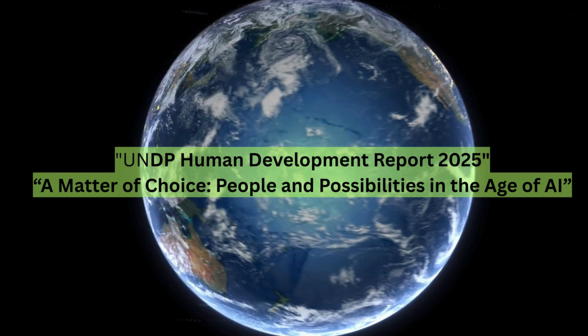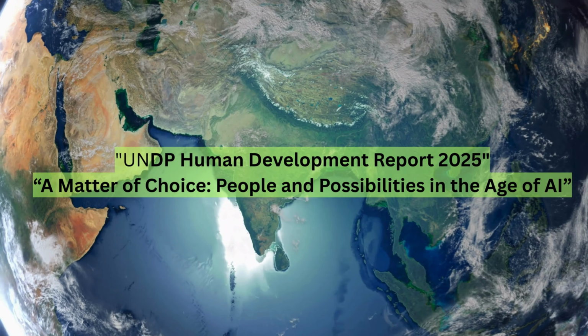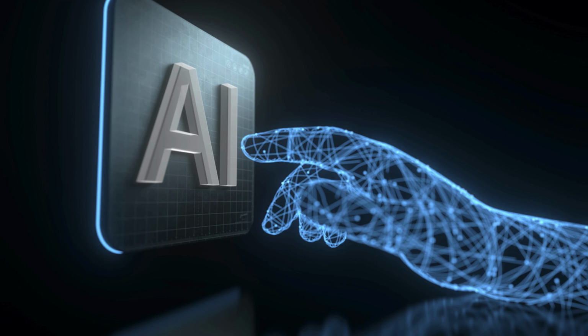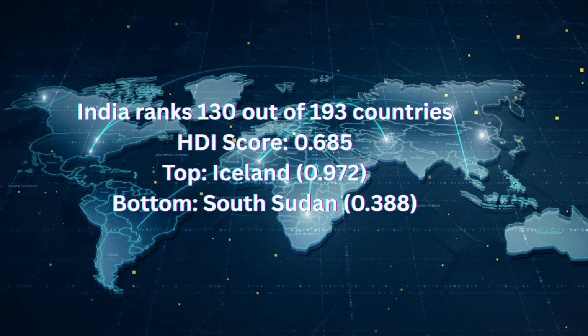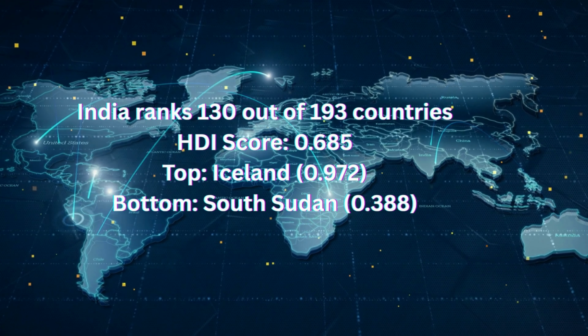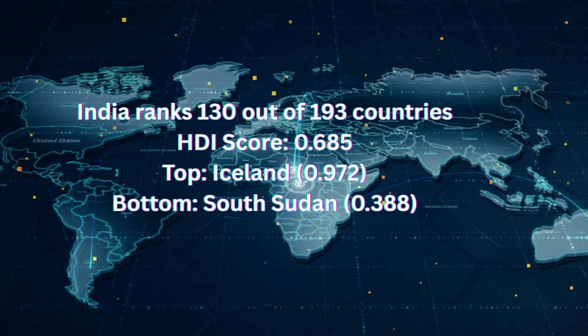Recently, the United Nations Development Program released a Human Development Report titled "A Matter of Choice: People and Their Possibilities in the Age of Artificial Intelligence." India ranked 130 out of 193 countries in 2025 with a score of 0.685 out of 1. Iceland is at the top with a score of 0.972. South Sudan is at the bottom with a score of 0.388.